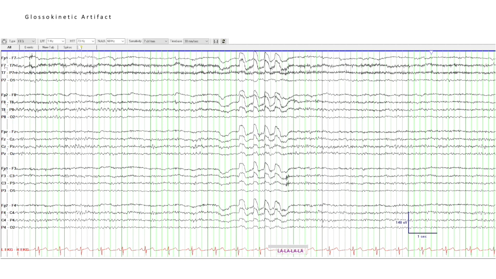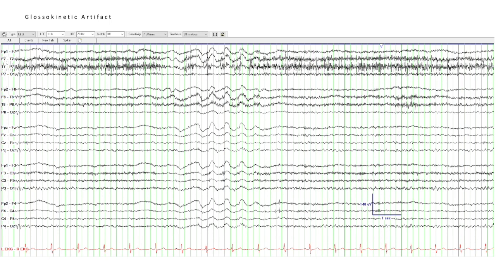However, it's also helpful if your technologist will create a recording with the patient saying la, la, la at the early juncture of the record. That's what's going on here. It's well labeled that this is what's going on with the patient. This is very helpful later on to identify glossokinetic artifact.